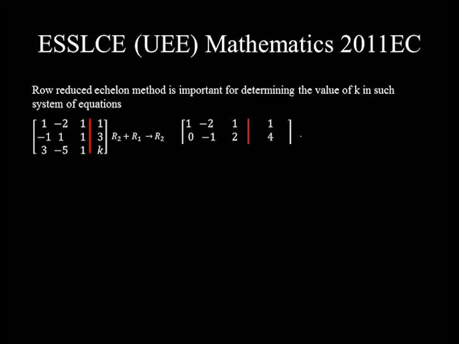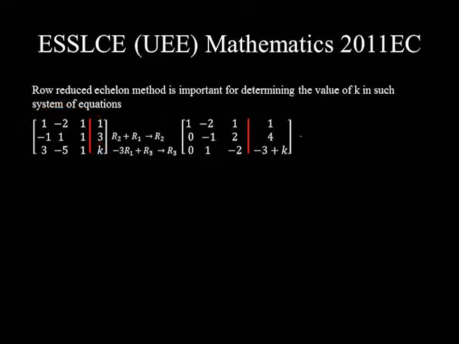The value to be converted to 0 in row 3 is 3. To convert 3 to 0, we have to add negative 3. Thus, the row operation needed at this stage is negative 3 times row 1 plus row 3, and then put it in row 3. Negative 3 times 1 is negative 3, plus 3 is 0. Negative 3 times negative 2 is positive 6. Positive 6 plus negative 5 is 1. Negative 3 times 1 is negative 3. Negative 3 plus 1 is negative 2. Negative 3 times 1 is negative 3 plus k is minus 3 plus k.